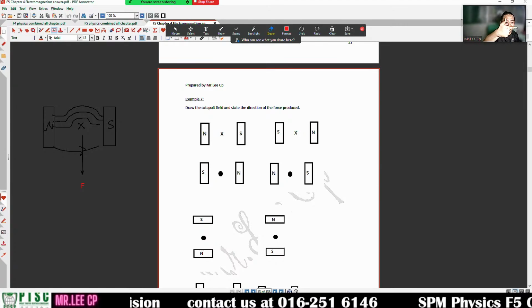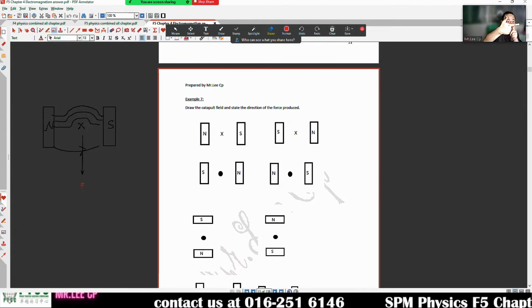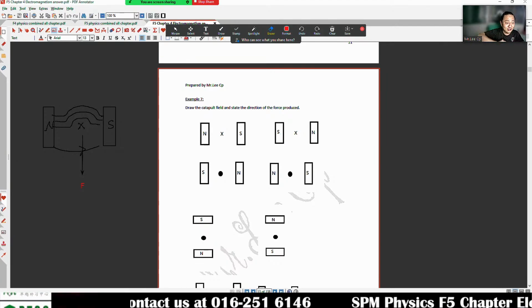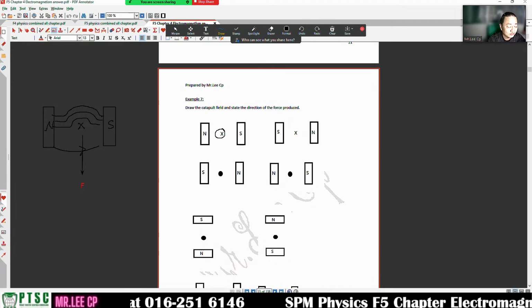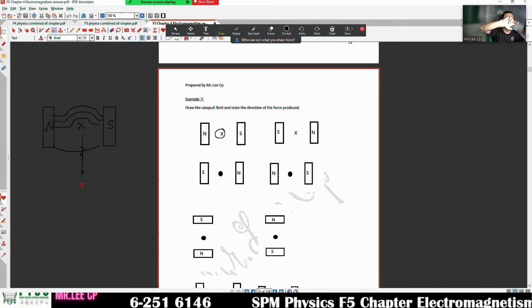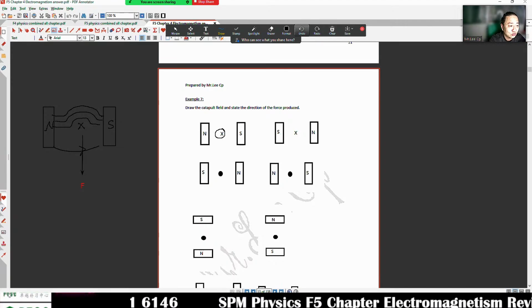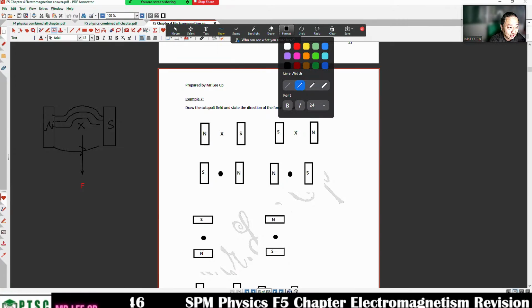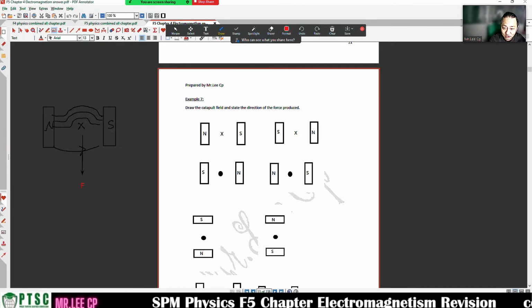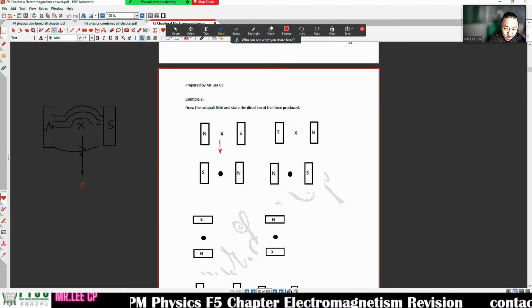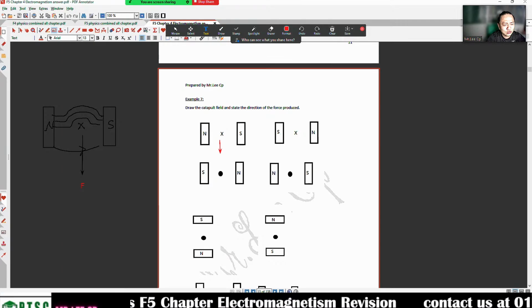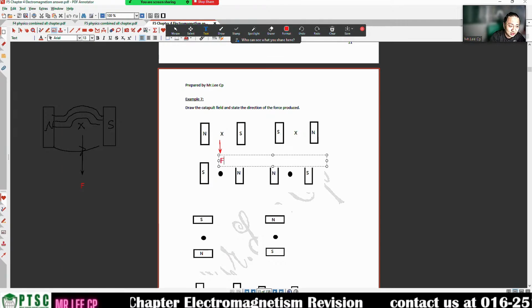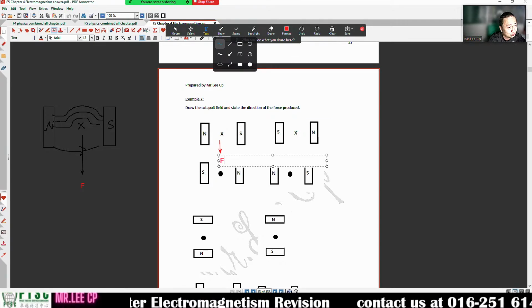You point north to south, and then the current goes in, right? Oh, this one the current goes in. North to south, current goes in, force goes down. So as I said just now, I will give you an easier way to do it. Once you know the force is going downward, you use framing first.